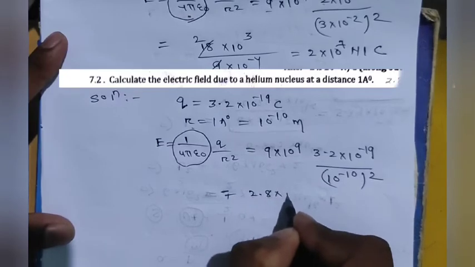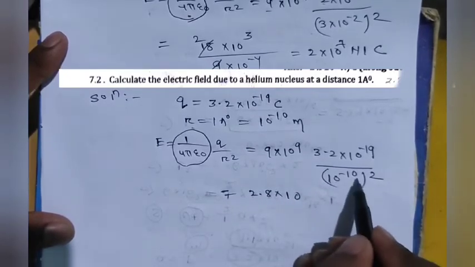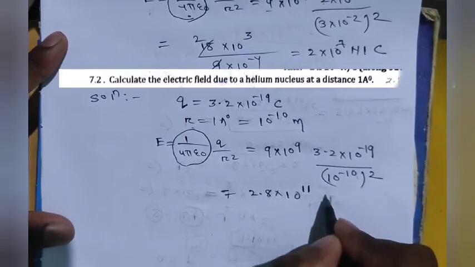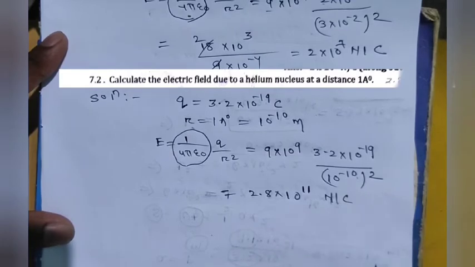2.8 into 10 to the power 11 Newton per Coulomb. Now I shall go to the next question.